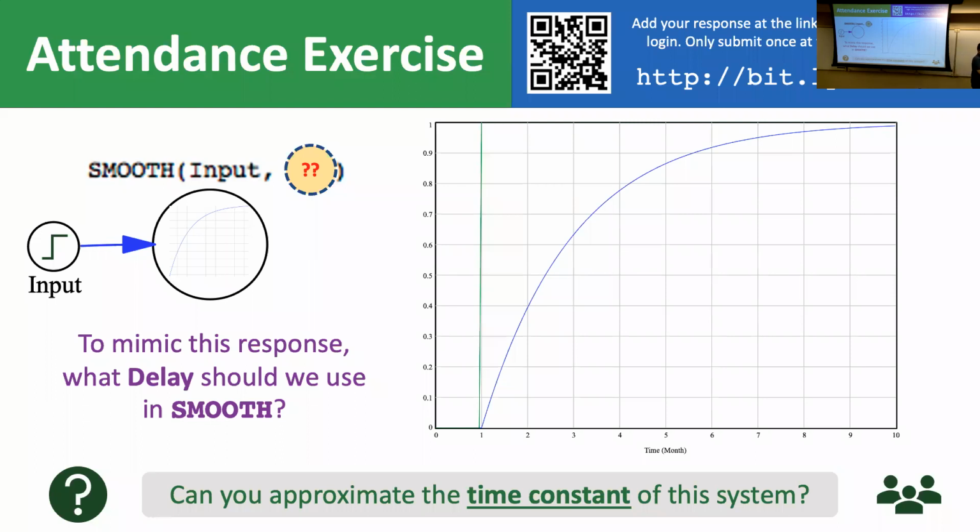So I'll let you guys put in that as your answer. And then as you're doing that, does anybody have a guess? You can put a guess in the chat if you're online, or if you want to raise your hand in person here. What if I showed you these data and I said, build a system that models this in Vensim, what would you put as your smoothing delay? What is the time constant of this system?